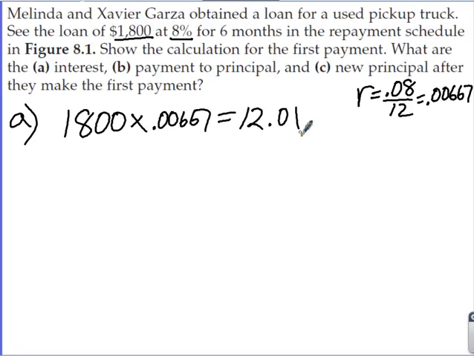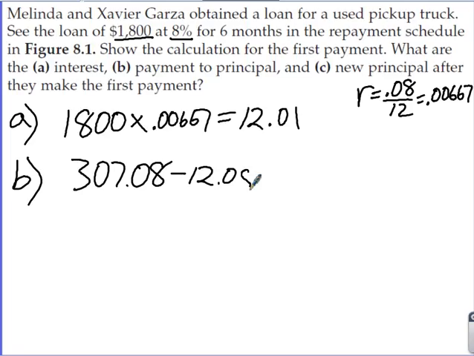Now, part B says find the payment to the principal. Well, if we're making payments, look on your repayment schedule. Your monthly payment is $307.08. Okay? $12.01 of that has to go to interest. So payment to principal is the monthly payment minus 12.01.